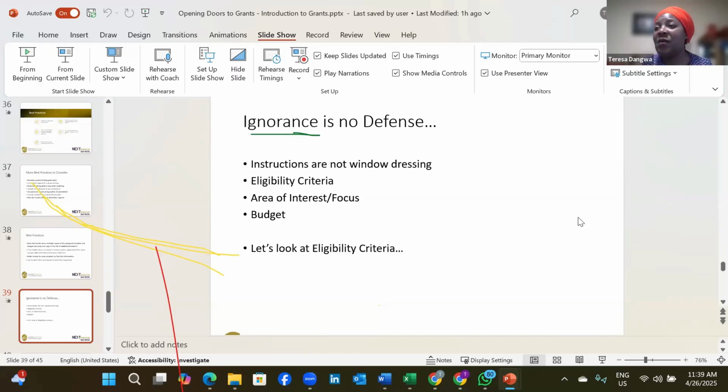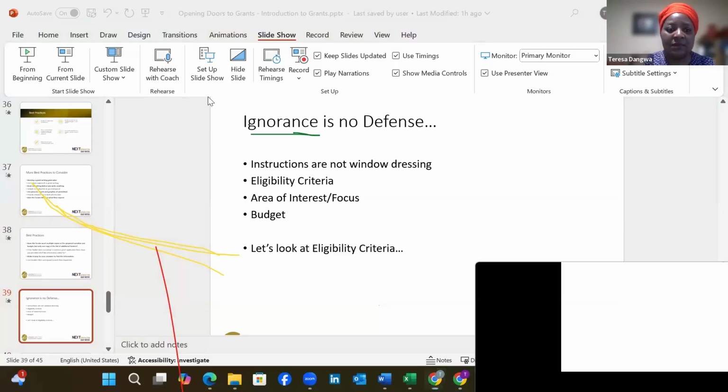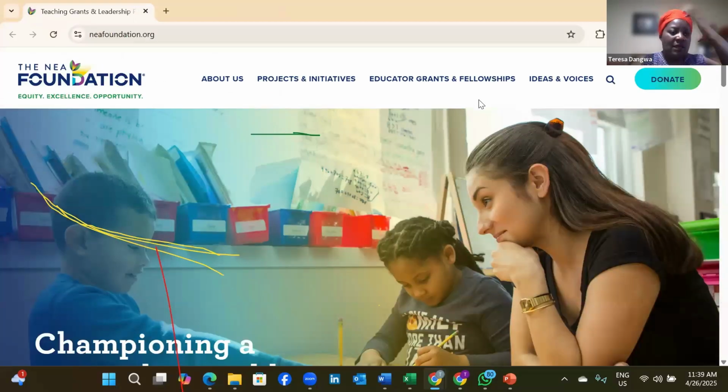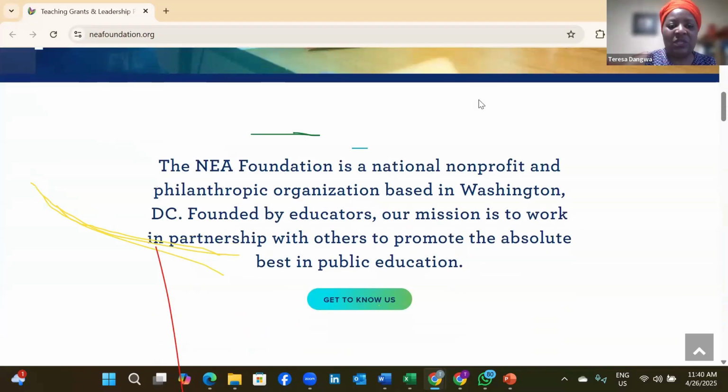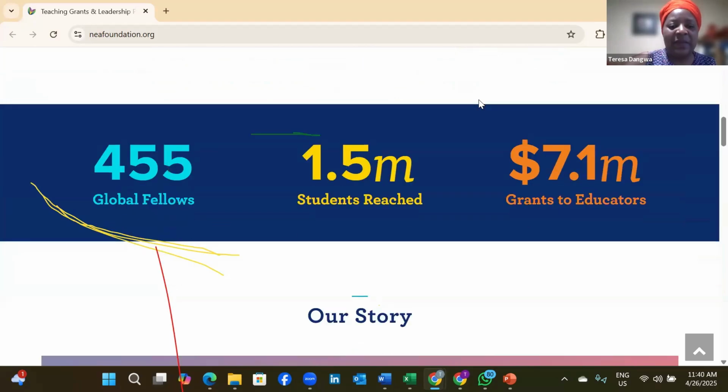So lastly, I want us to look at eligibility by looking at 3 types of grants that some of you can actually apply for right now that I looked up. Then I'm going to end my discussion. So let's start with this: the NEAR Foundation has some grants that you can look up and apply for.